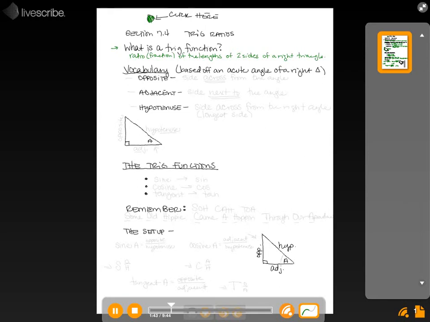Now, opposite refers to the side across from the angle, the acute angle that we would be talking about. It's the side of the triangle, and I'm going to underline across, which means it's across the triangle. It cannot be touching the angle. Adjacent refers to the side next to the angle.